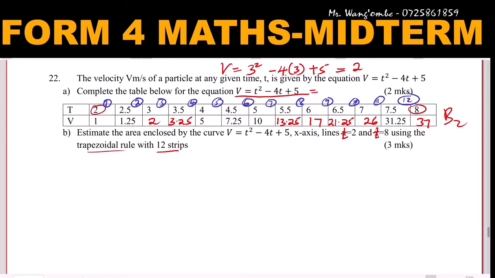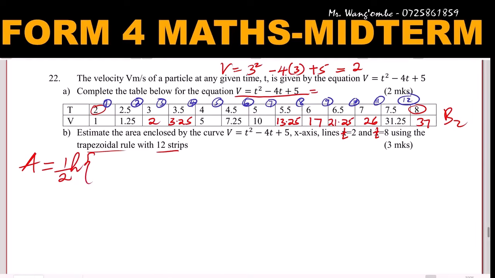Now, first thing is to write the trapezoidal rule. We approximate the area using the trapezoidal rule, that is a half. A is equal to a half, height. This is the trapezoidal rule.